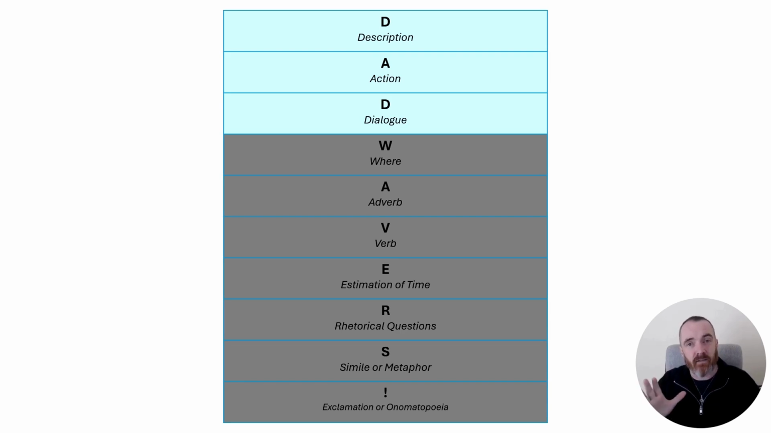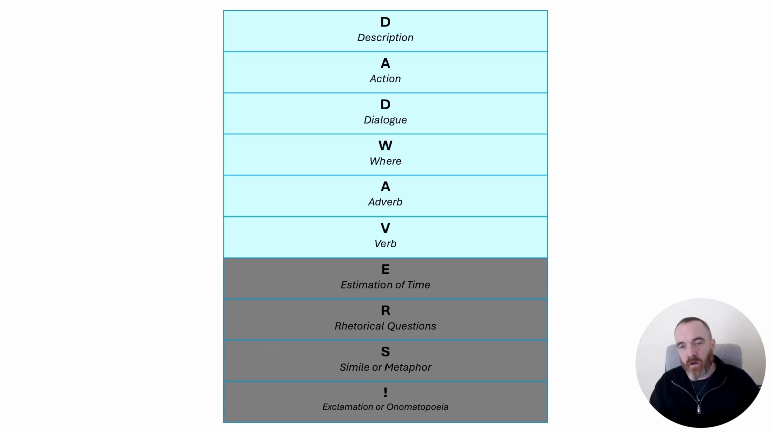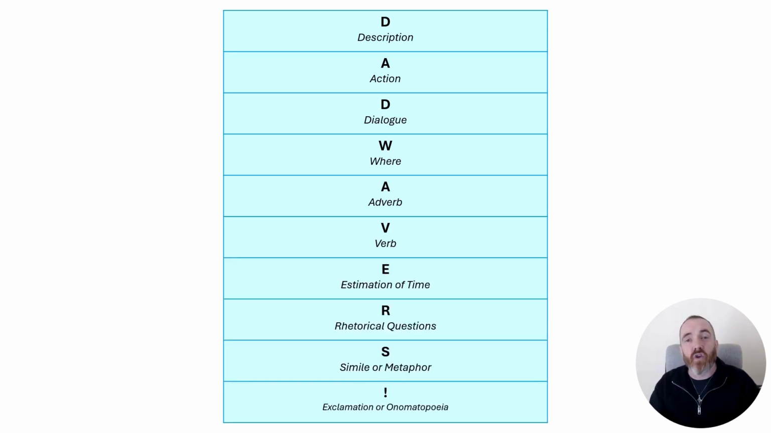So one way we could break this down is in the beginning, or if you're younger, you might start with just DAD, description, action, and dialogue. So you'll write a sentence or two for each of those, one after the other, and then you'll see your paragraph moves from description into action and then on to dialogue, ensuring that that paragraph will contain more than one type of sentence, or sentences that serve one purpose. Once you've mastered that, or you're a little bit older, you might move on to DADWAV. Okay, and then we can see we've added in where, adverb, and verb. And of course, if you're older, a more sophisticated, skillful writer, you might use the full acronym, and good for you if you can, DADWAVERS.